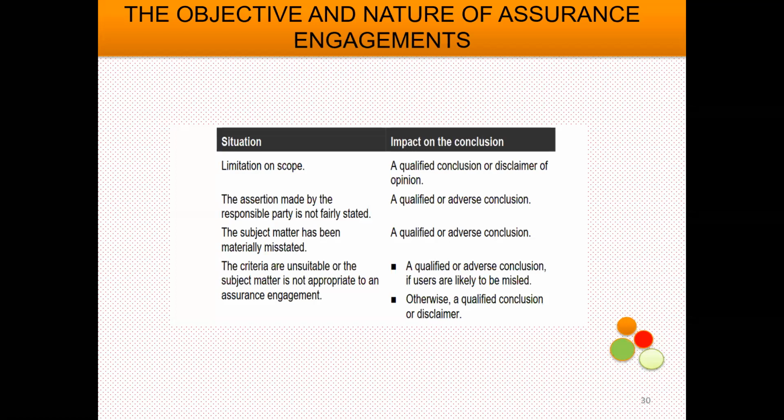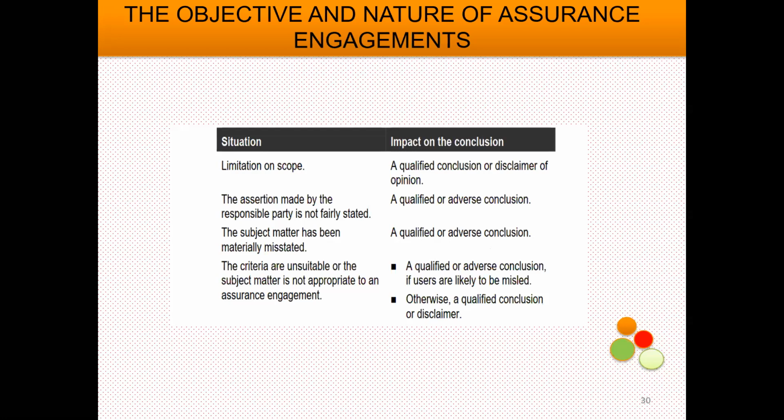Does everyone know what a disclaimer of opinion is? Because I'm assuming that you know it from normal auditing, not advanced auditing, but the normal audit paper you wrote. Please give me feedback if you know what disclaimer of opinion is. A reminder will do. Yes, sir.